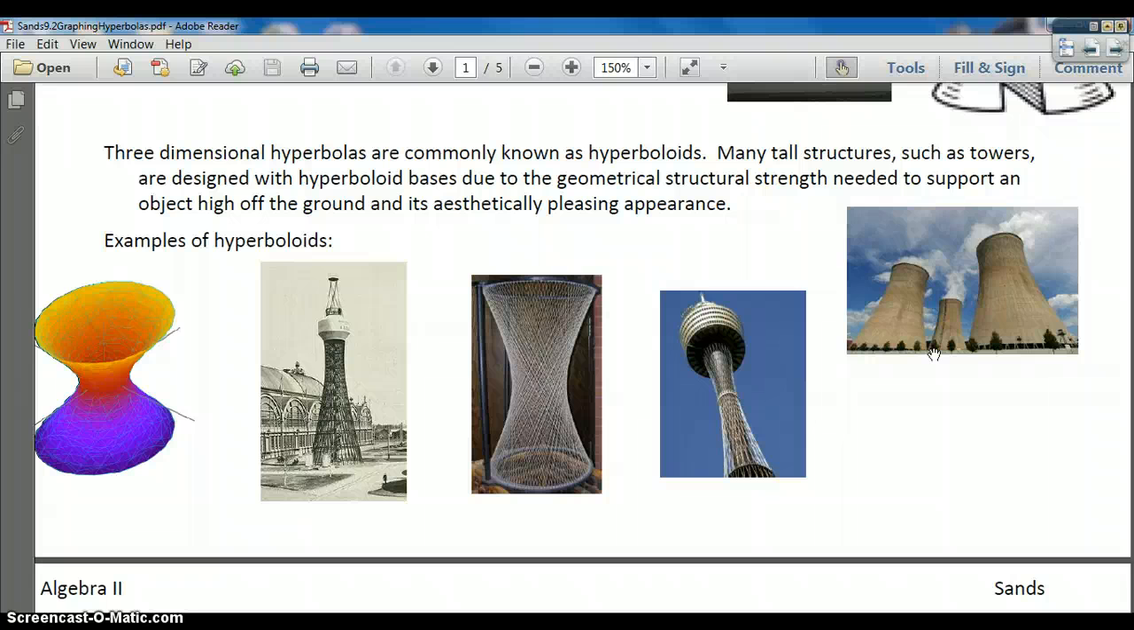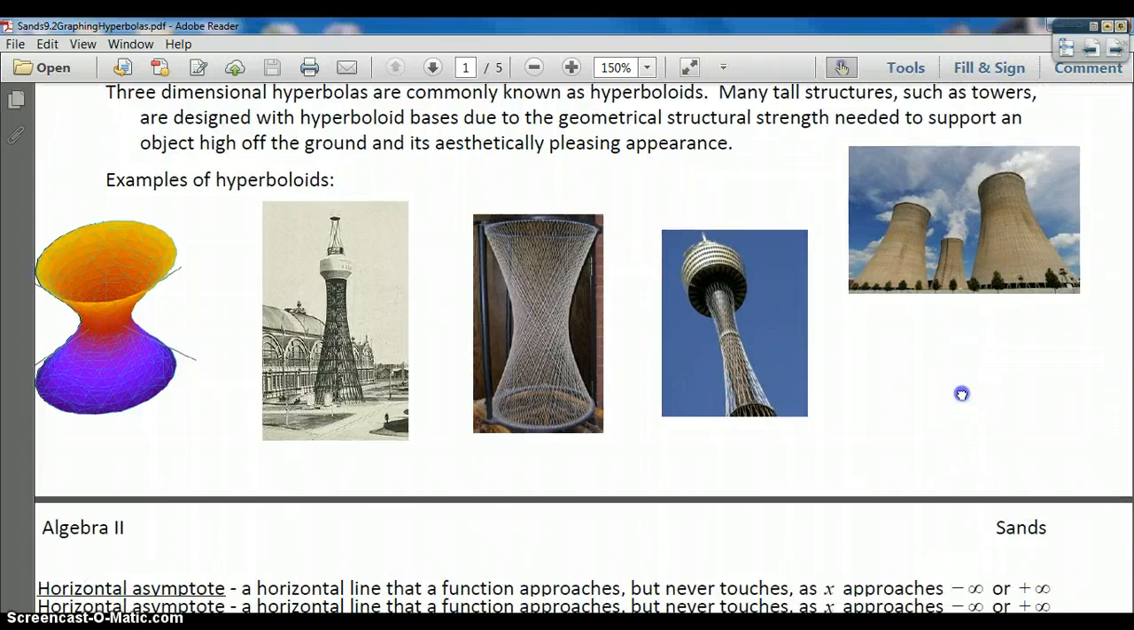So you can see here, this is the Seattle Needle Tower, okay? That's in Seattle here. That's a hyperboloid. Most power plants are hyperboloids as well, so as you travel towards, I guess, what is that, Pottstown, you can see power plants that are built with hyperboloids.